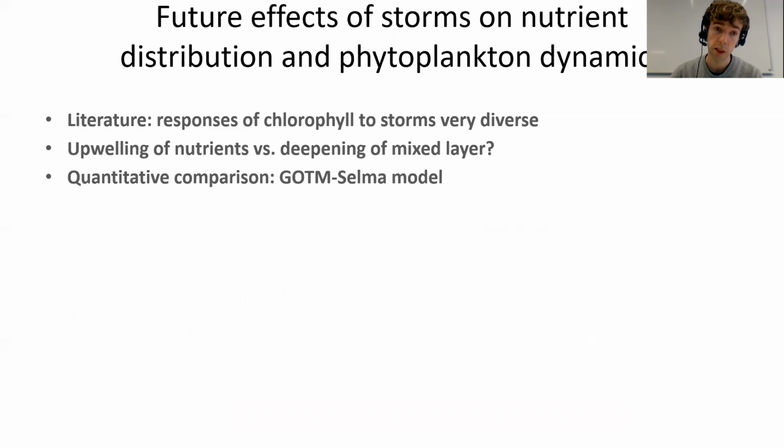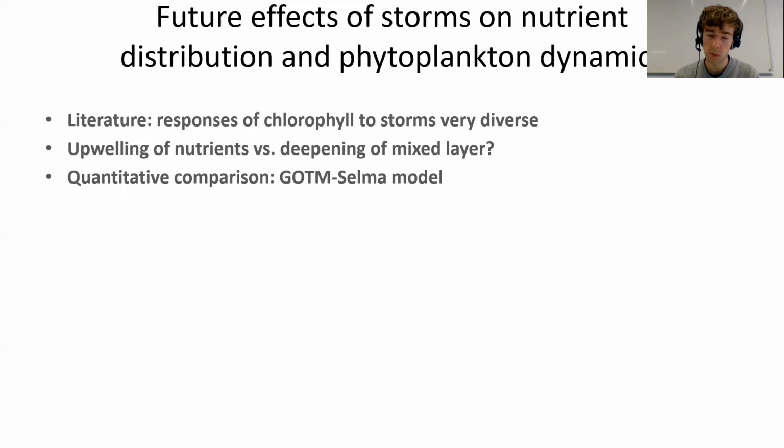So this brings us to the second part, where we move to biogeochemistry. If we assess literature, there are very diverse responses of chlorophyll to storms. Some studies report a very big bloom after a storm, while others don't see anything or even a decrease in chlorophyll. And this is partly due to these antagonistic processes, notably the upwelling of nutrients versus the deepening of the mixed layer.